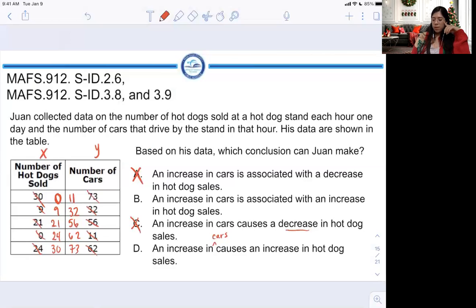False. Don't be fooled by that word. Just because more cars went through does not mean that more hot dogs were sold. That doesn't necessarily work out every single time. So B is the one, it's associated, it's correlational. There's a correlation, but there's not a direct causation. Nice job, guys.